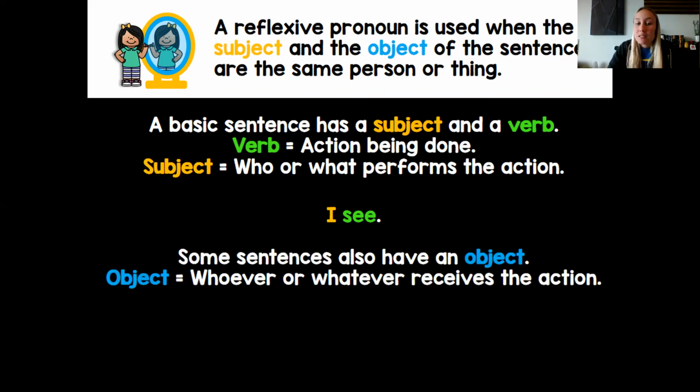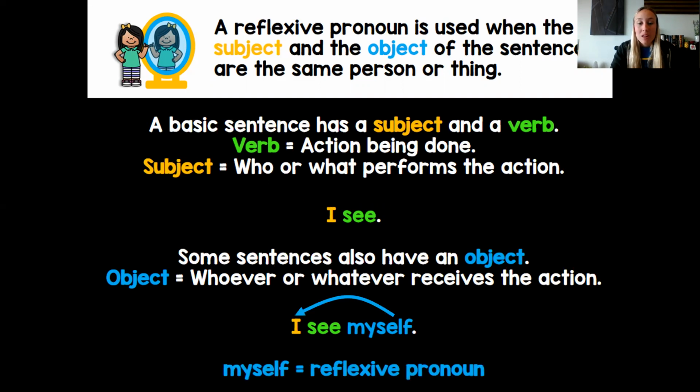Now, some sentences can also have an object. An object is whoever or whatever receives the action. So if we added one word to this sentence, now we have an object. I see myself. Okay, myself is our reflexive pronoun. It's reflecting back on the subject, I.